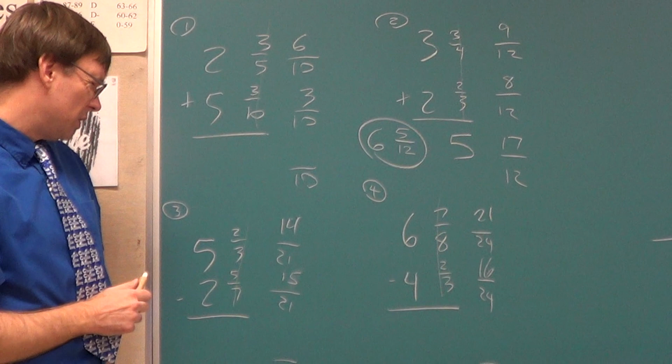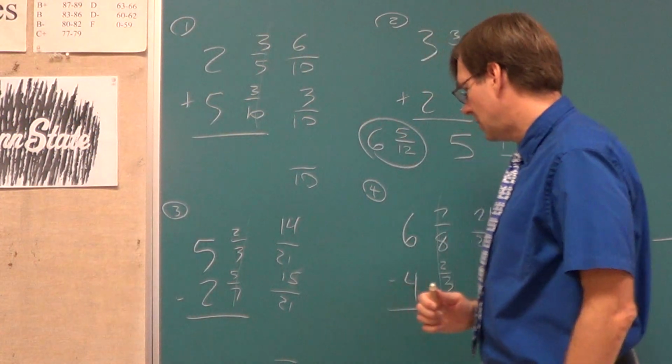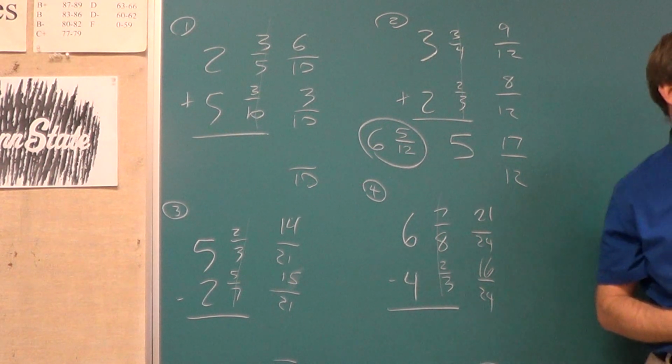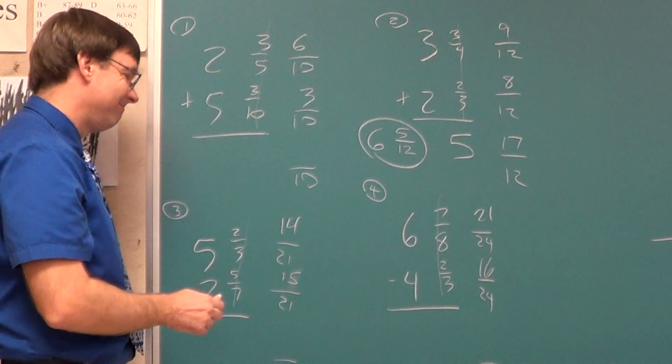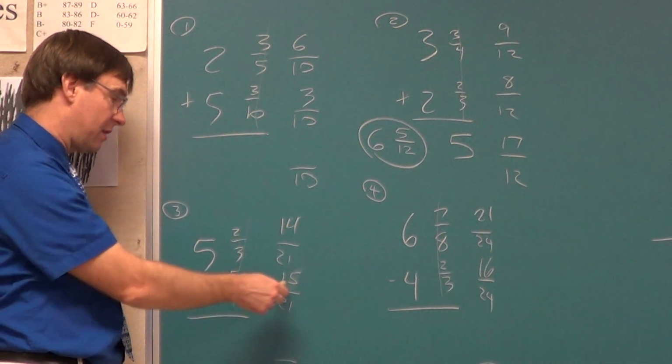Can anybody spot which one goes less well than that one? Is it 4? No, 4's going to be okay. 3. Why 3? What's bad about 3? Because the smaller number's on top, it's subtraction. Yeah, so 14 is too little to subtract 15.